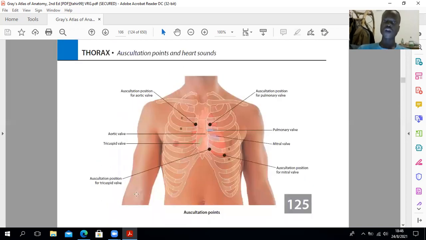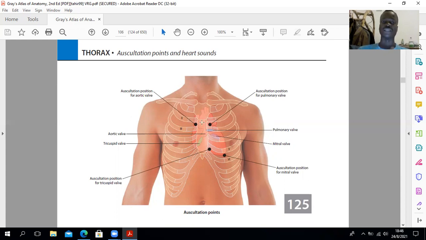Then auscultation of heart sounds. In terms of the surface anatomy for the location of these valves, you'd find the lower valves, the mitral and the tricuspid, in the fourth intercostal spaces, with of course the tricuspid valve lying behind the fourth intercostal space. Then you'd find the aortic and the pulmonary in the third.